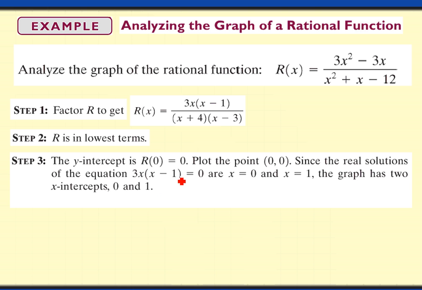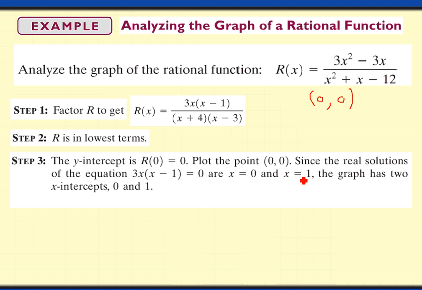And so how do we find a y-intercept? We let x be 0. So we put a 0 in for x. And notice when we put a 0 in for x up here, this will give us 3 times 0 minus 3 times 0. So the numerator is 0 and the denominator is negative 12. So if x is 0, then the y is 0 over negative 12, which is just 0.